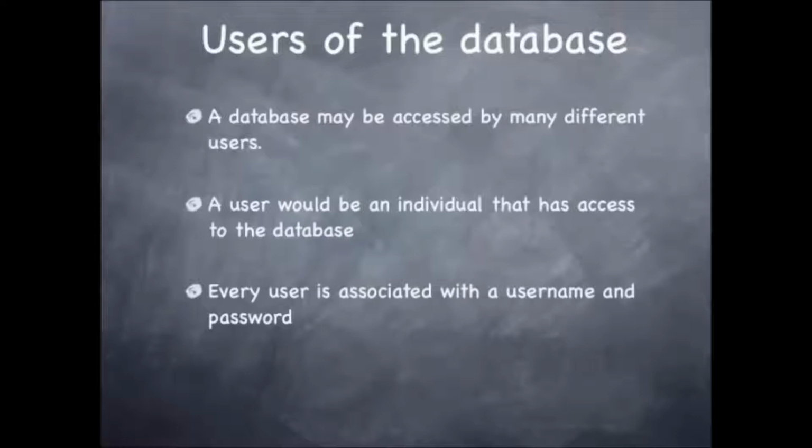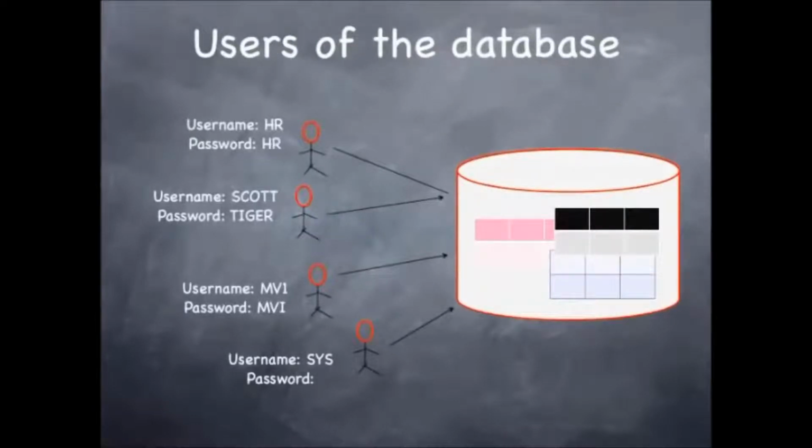Now, this slide mentions a number of different users. Here we have 4 users. 3 of them are what we call regular users of the database, and one of them is an administrator. Now, the administrator account or the administrator of a database has a username of sys. This user is always created when the database is created. Now, the other regular users of the database are the user HR and Scott.